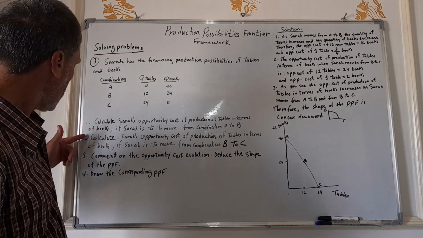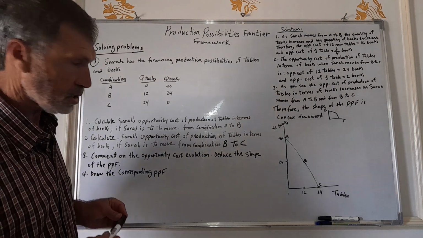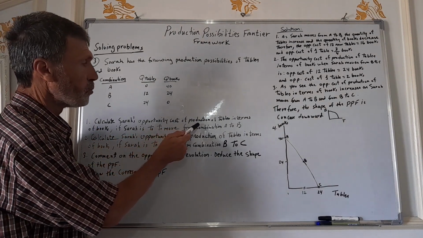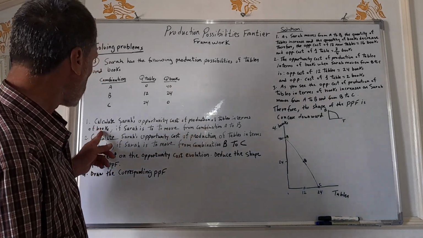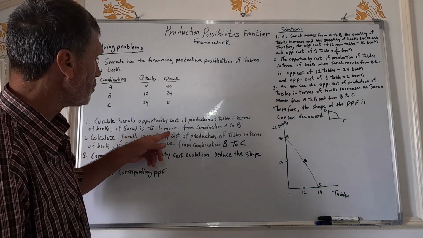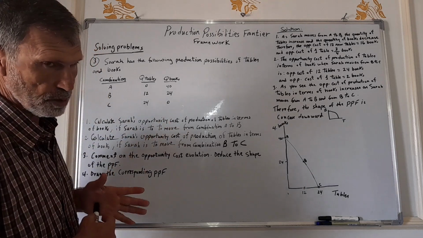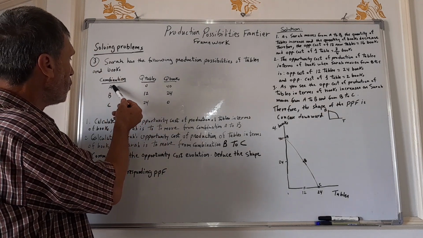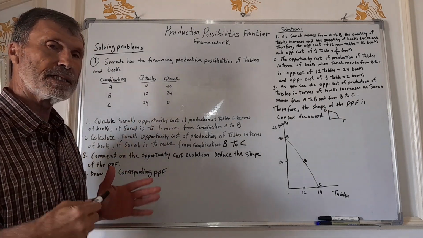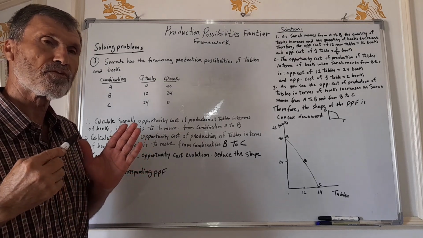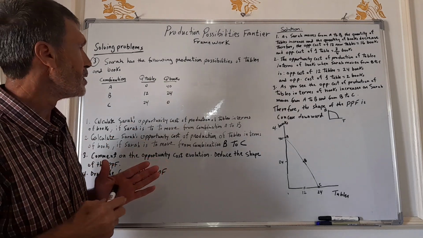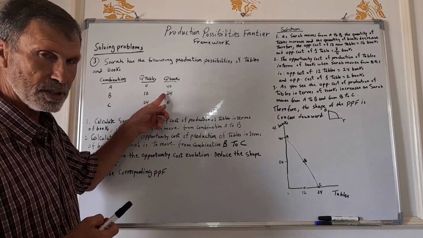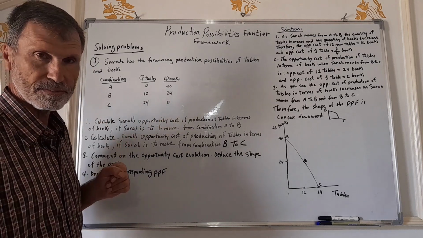Now we have 4 questions concerning this problem. First, calculate Sarah's opportunity cost of production of tables in terms of books. Of course, if Sarah is to move from combination A to combination B, as you see, when Sarah moves from A to B, what does she forfeit in terms of books to get 12 tables?